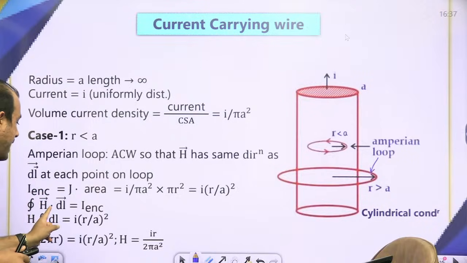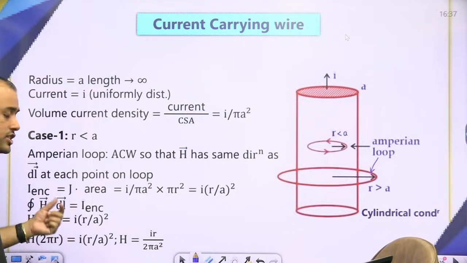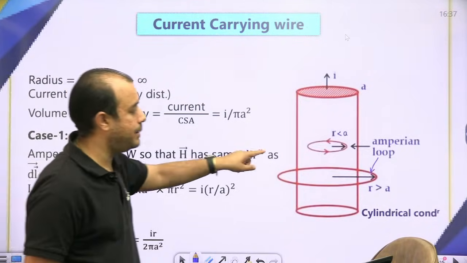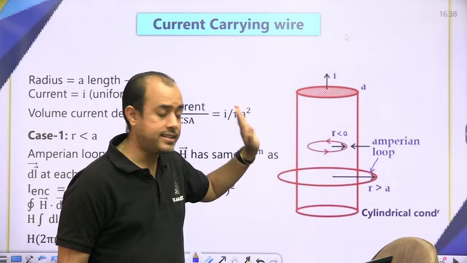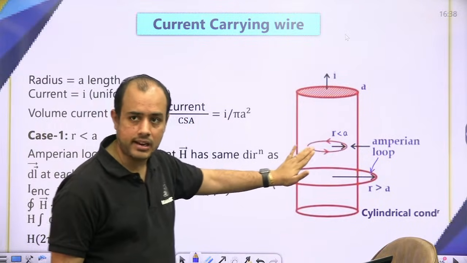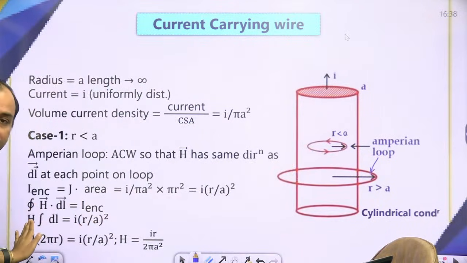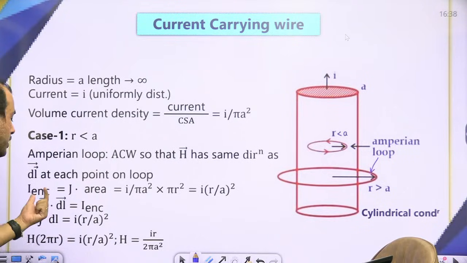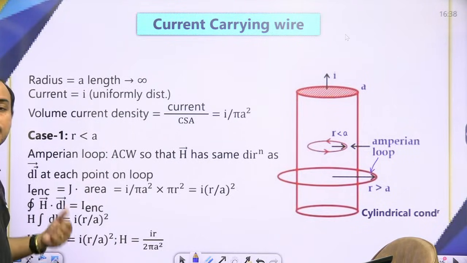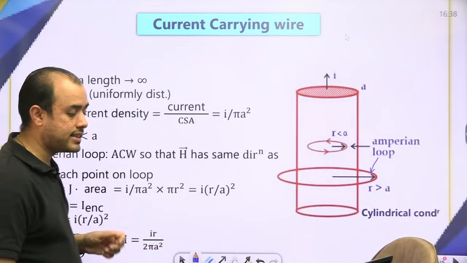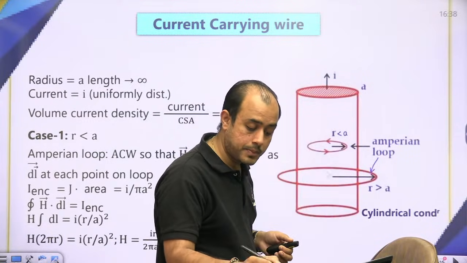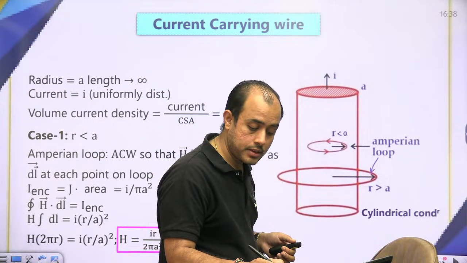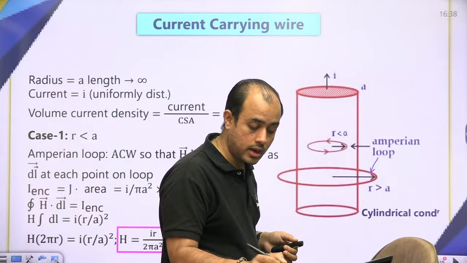Now I will apply Ampere's law. H dot dl. H will be same at all points on the loop and parallel to the loop. H हर point पे बराबर है और parallel है, तो H comes outside the integration. Integral dl is circumference of the loop 2 pi r. This is the current enclosed. So H is I r by 2 pi a square. That is proportional to r.